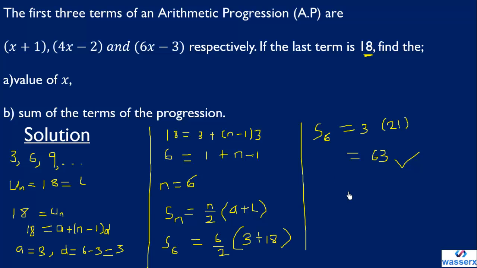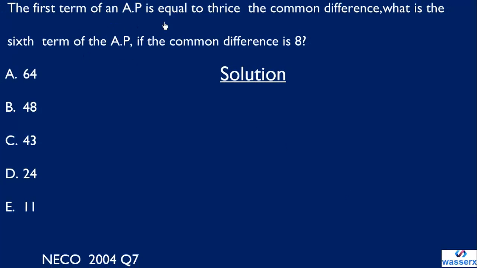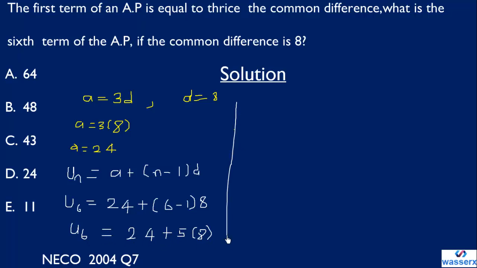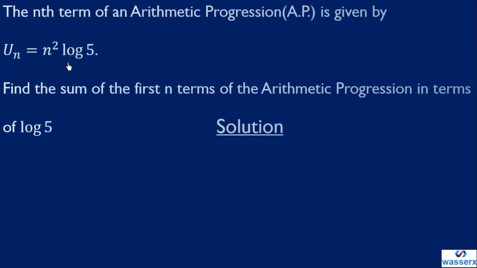Now let's take another example. We have this: the first term of an AP is equal to thrice the common difference, so a is equal to 3d. Now if the common difference is equal to 8, then the first term becomes 3 times 8, which will give us 24. Now we know the u sub n is given by a plus n minus 1 d. So u sub 6 will be 24 plus 6 minus 1 times 8, and this will give us 24 plus 5 times 8, and this will give us 24 plus 40, which is 64. So the sixth term is 64.